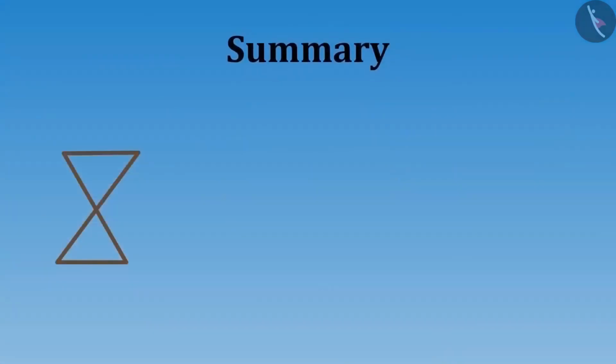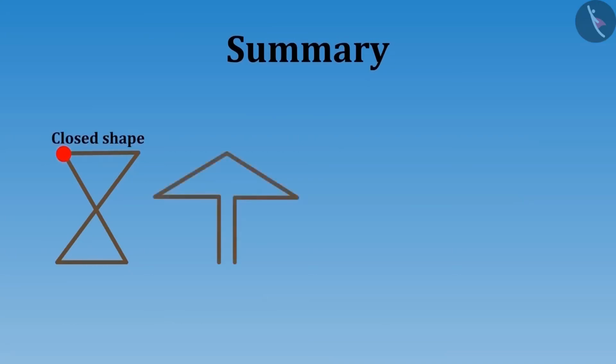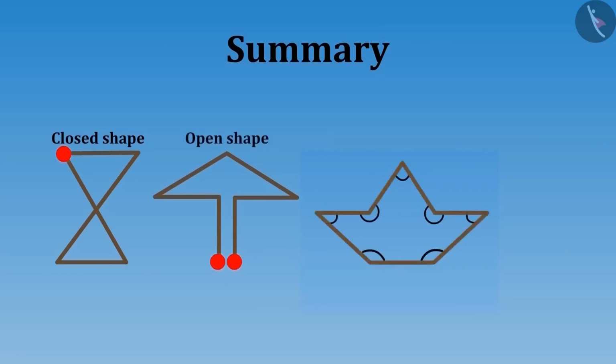In this video, we have learned that if the starting point and the end point of a shape are same, then it is known as closed shape. And if the starting point and the ending point of a shape are different, then it is known as an open shape. And we also saw an example of making a new shape by changing the angles of the shape.